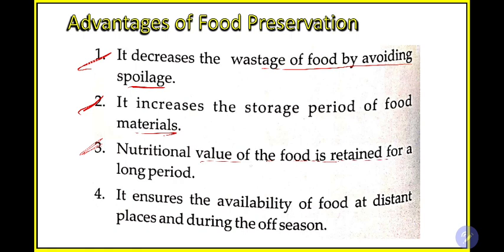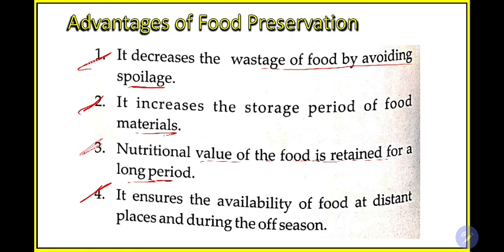Nutritional value of food is retained for a long period. Microbes are ultimately getting the nutrition from the food. They are spoiling it and getting the useful nutrition for themselves. But if you do not allow them to grow in food, what will happen? Your food will have all the original nutrition it was having. Nothing will be taken by the microbes.